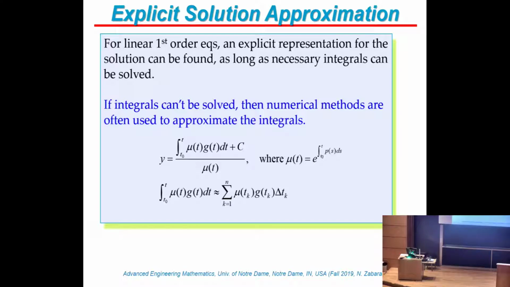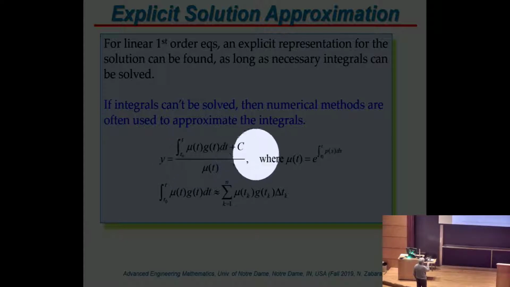Just so I can finish, all right? So for linear equations, we said there is an exact solution, right? And for linear equations, this is the exact solution, okay?